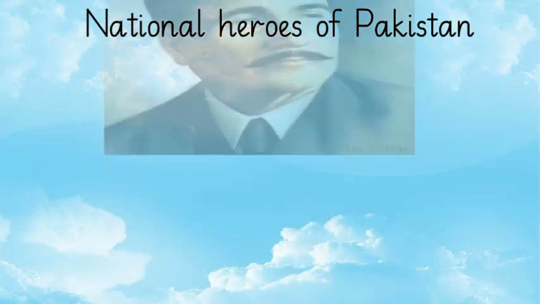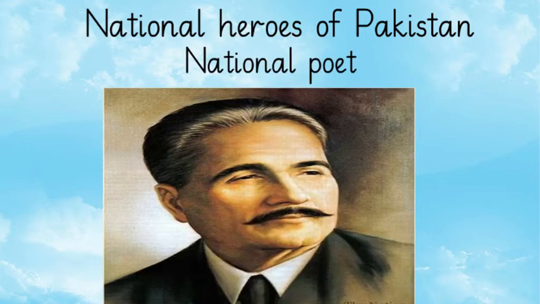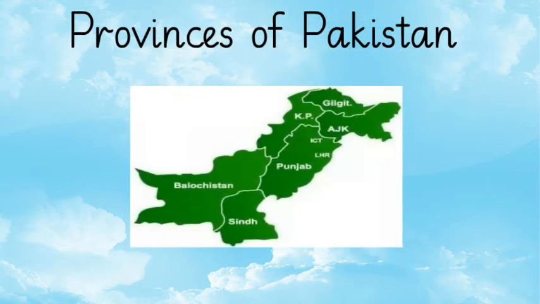Now let's see the next picture. Awesome! He is our great national poet, Allama Iqbal. He wrote beautiful poetry for the Muslims. Now let's talk about provinces of Pakistan. A country is divided into different parts and they are called provinces. Can you name the provinces of Pakistan? Superb! They are Punjab, Sindh, Balochistan, Khyber Pakhtunkhwa.